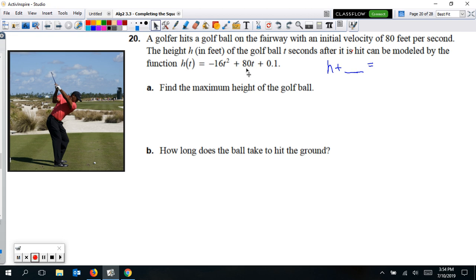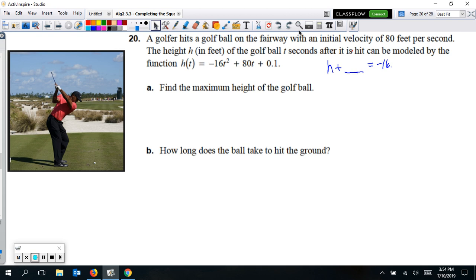These first two terms, the t squared and the t term, go together, and this last term is going to be moved back. I'm not going to change it at all, but I do want to factor out a negative 16. Negative 16 can come out of 80, so I'm going to factor negative 16 out of just these first two.